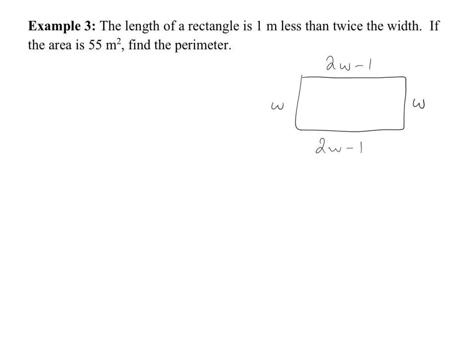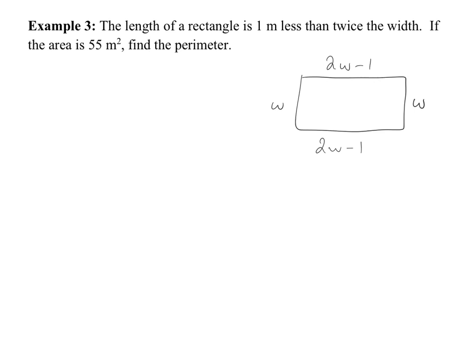So 2W minus 1. Again, 1 less than means minus 1. Twice the width is 2W. So I wouldn't even use L here. Normally, you use L for length. I would just go ahead and do exactly what Bridge said and write 2W minus 1 in both of those cases. Now, the area is 55.